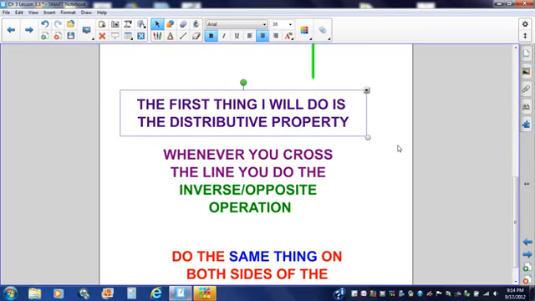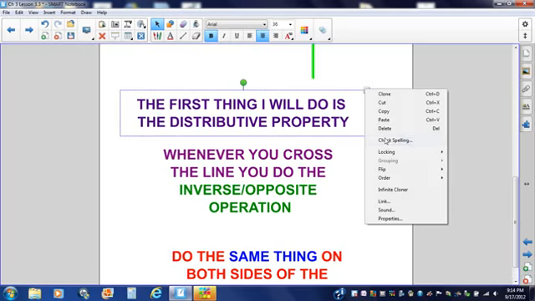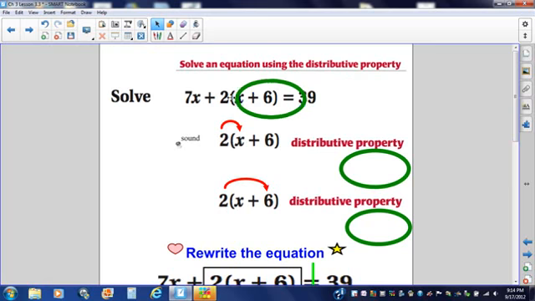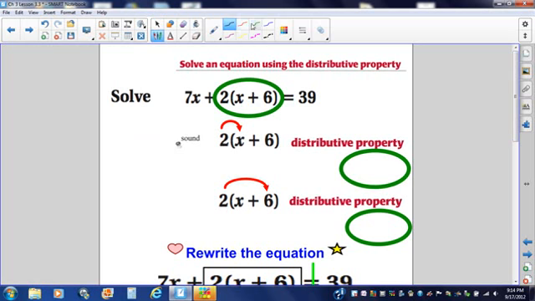All right, the first thing I will do is the distributive property. Anytime you have an equation and you have the distributive property, do that first. So right here I have the distributive property, so I'm going to do 2 times x. For my visual people, yes, there is an imaginary coefficient of 1 here. So we actually have 2 times 1x, and 2 times 1 is 2.